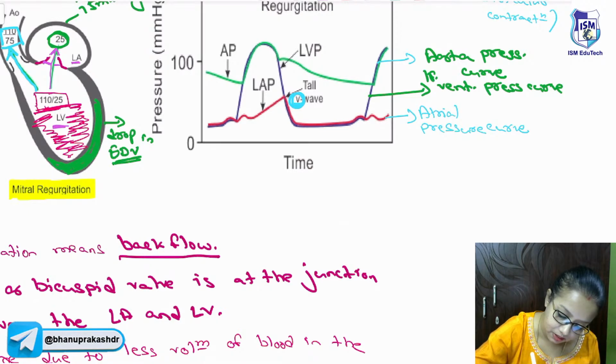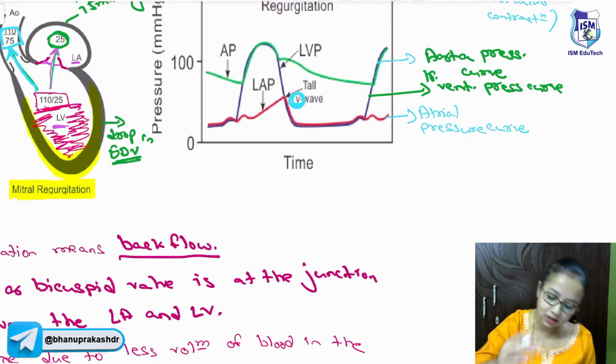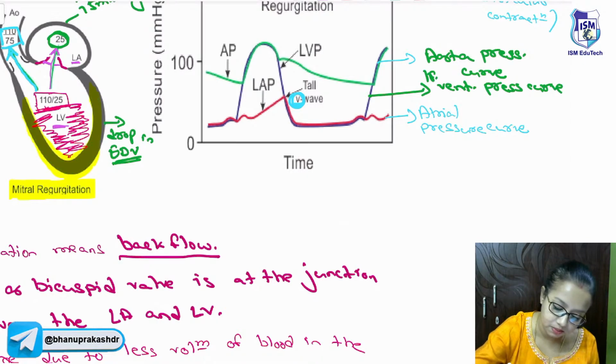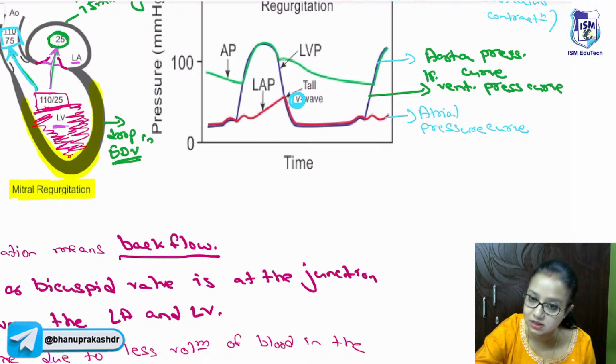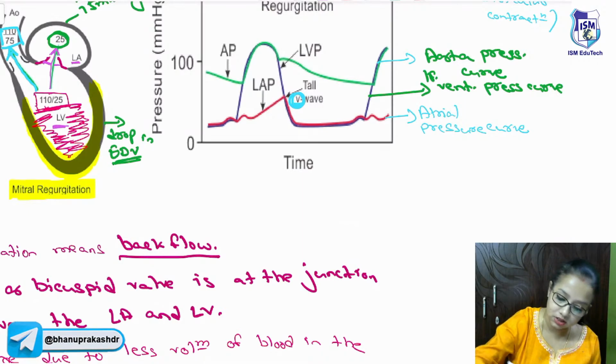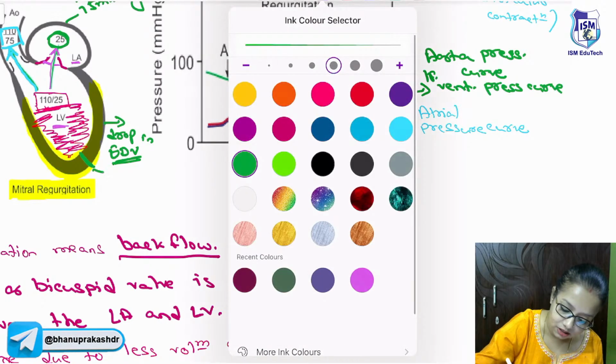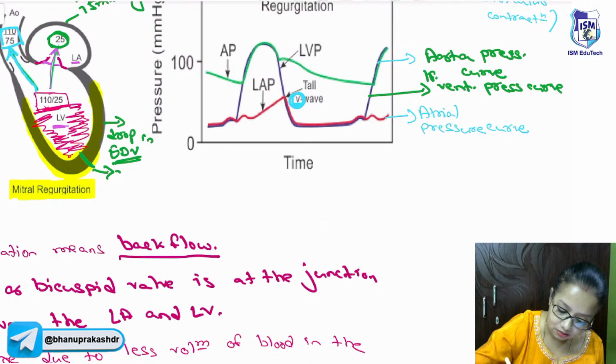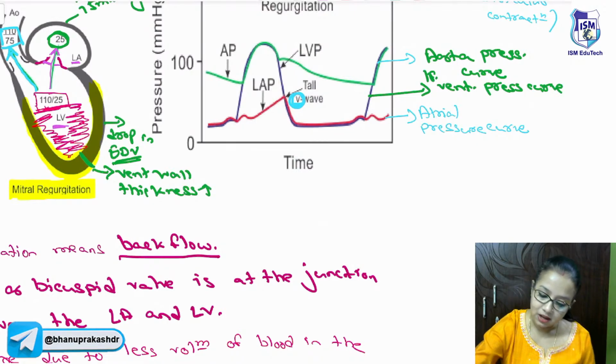It has to pump more forcefully to make sure whatever blood is remaining goes into the peripheral circulation. Now, in doing so, the ventricular wall thickness increases. Okay, this is one thing. And the V wave becomes steeper.